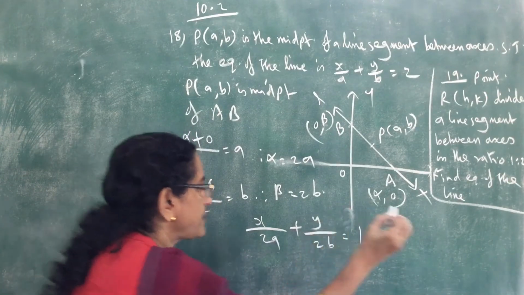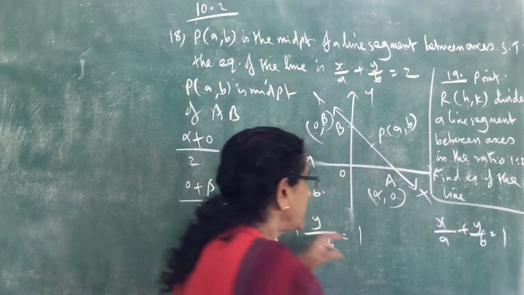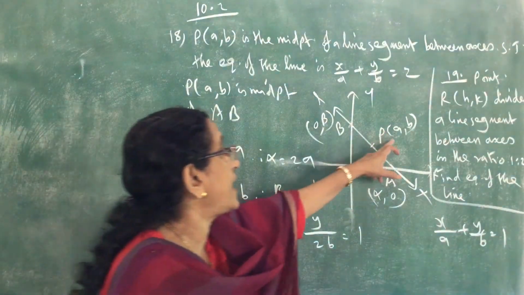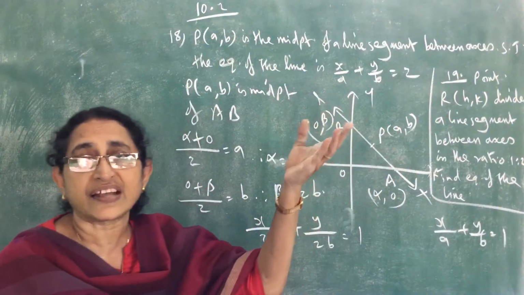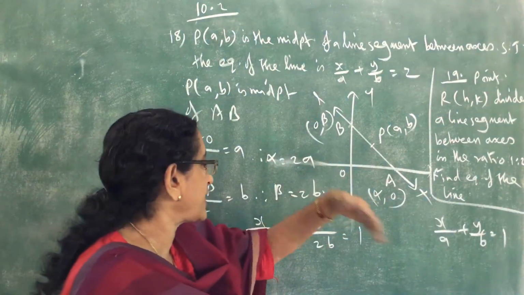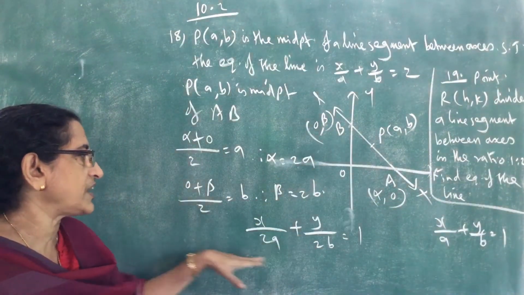This is the intercept form. The intercept form is x by a plus y by b equal to 1, where a and b are the x-intercept and y-intercept. Don't confuse these with this a and b. They have given a and b as the midpoint of the line segment. So remember that our x-intercept is alpha and the y-intercept is beta. Using that we found the equation.